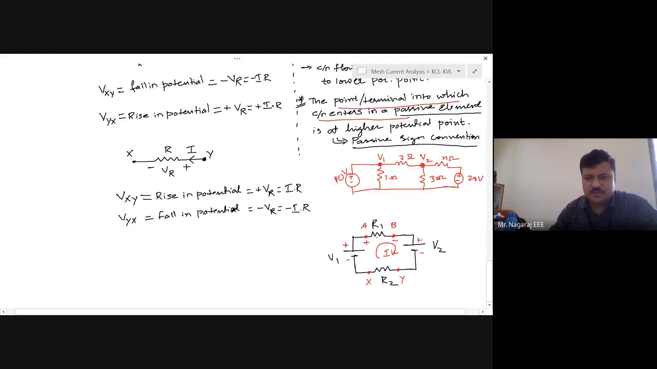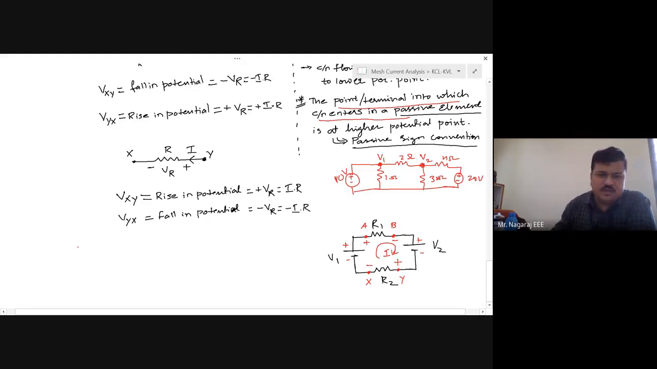Because current is flowing through R1, there must be a potential difference across R1. I cannot say B is also at positive potential. Now the current through R2 is flowing from Y to X. Therefore terminal Y will be at higher potential and terminal X at lower potential. Once I know the potential polarities across each element, it is very convenient for me to apply KVL.